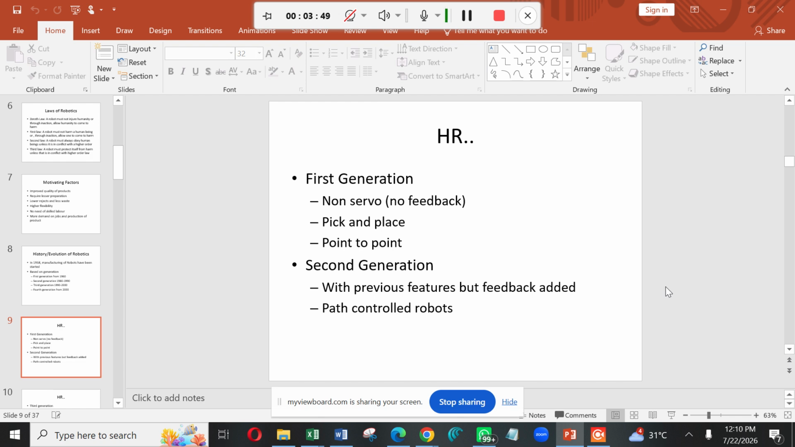Like that, path control robot. Previously it was point to point. Path control means you want to go like a bend movement, like that. So we can try to do it like with a joystick. You can use the joystick, and such things can be done. Path control robot.